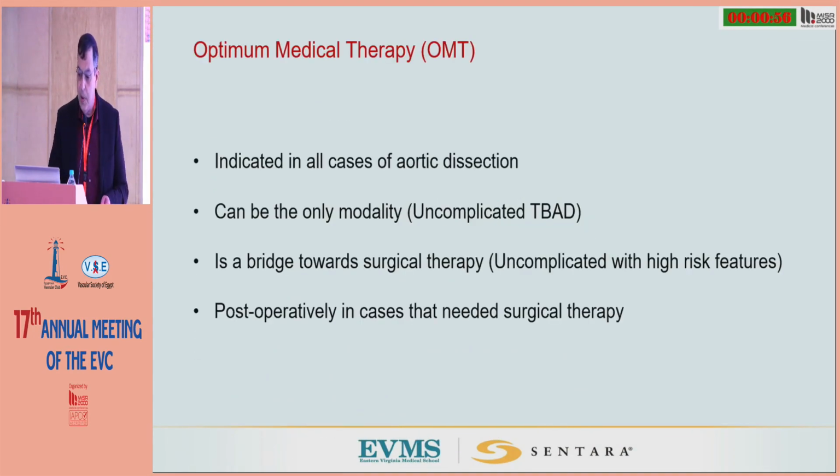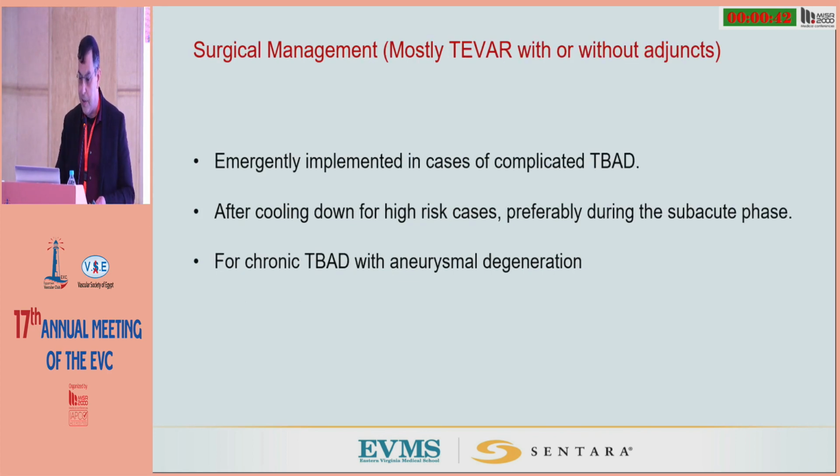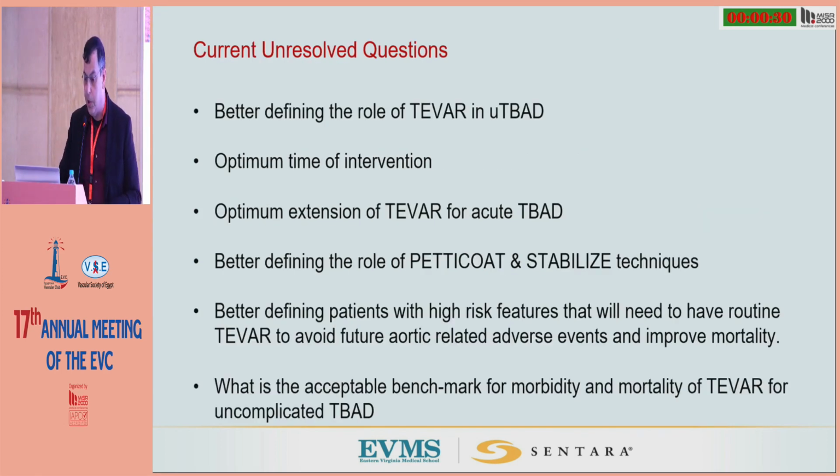So what's the current status? Optimum medical therapy, again, it's used for all patients, can be the only modality for uncomplicated patients, can be a bridge towards the surgical therapy in uncomplicated with high-risk features, and post-operatively for all cases. Surgical management is used for cases of complicated aortic dissection or after cooling down of the high-risk patients, and for chronic type B dissection with aneurysmal degeneration.